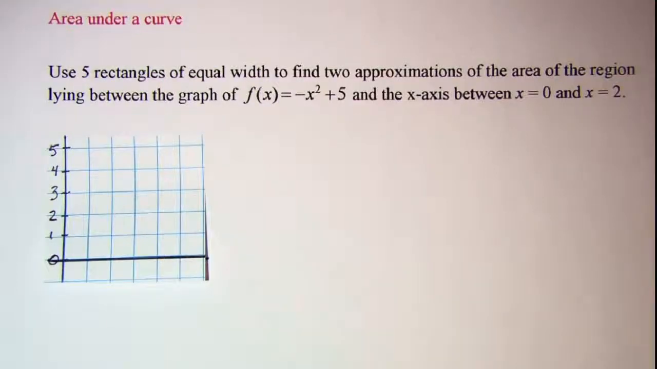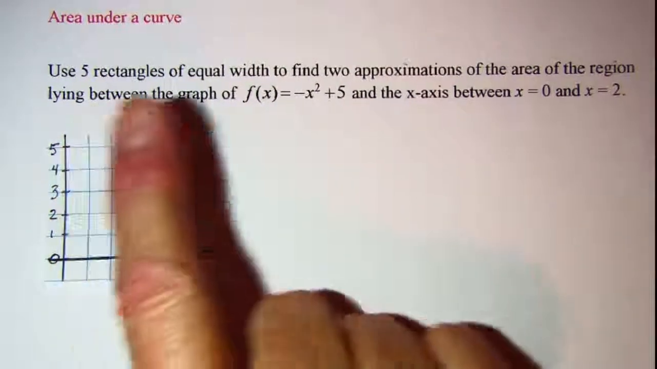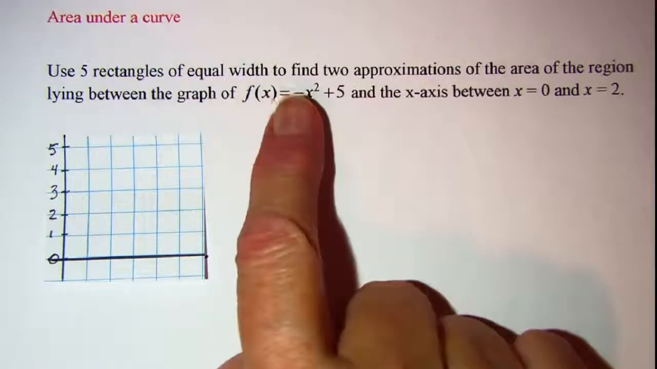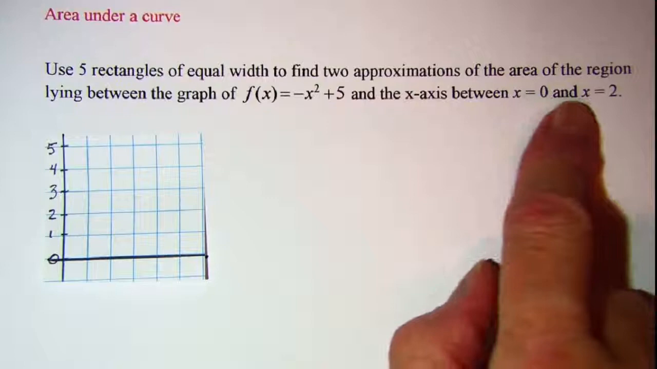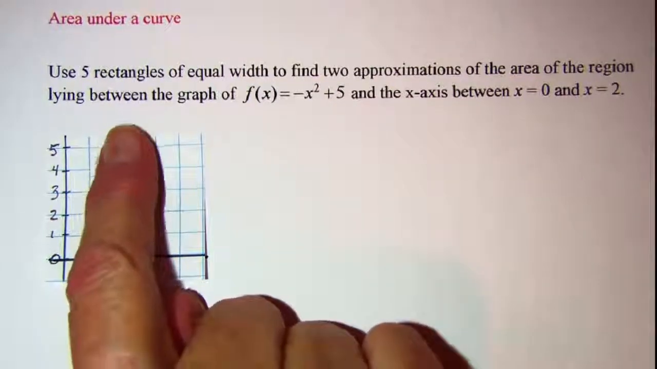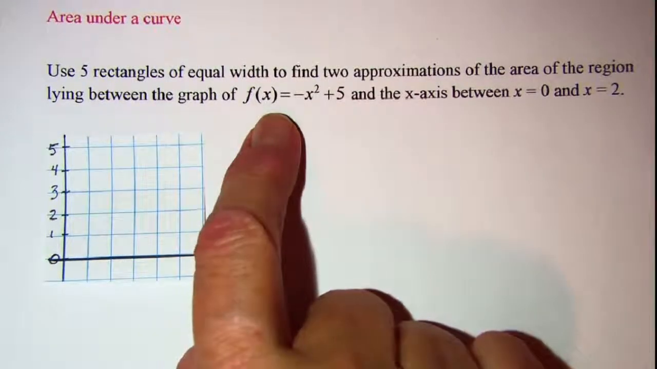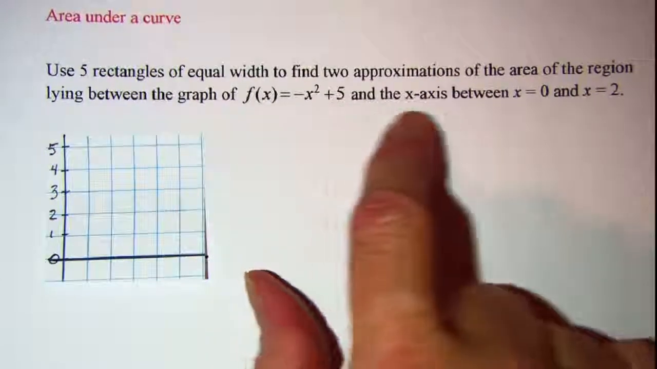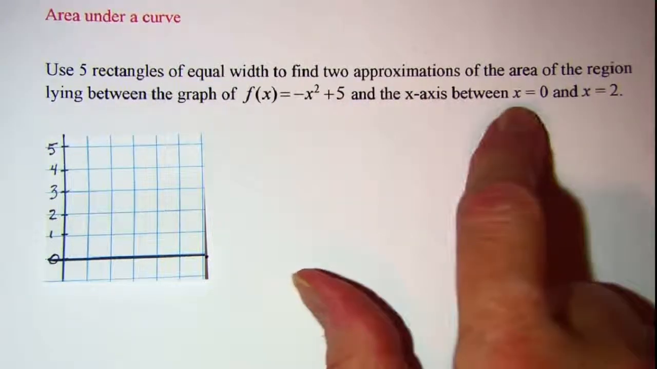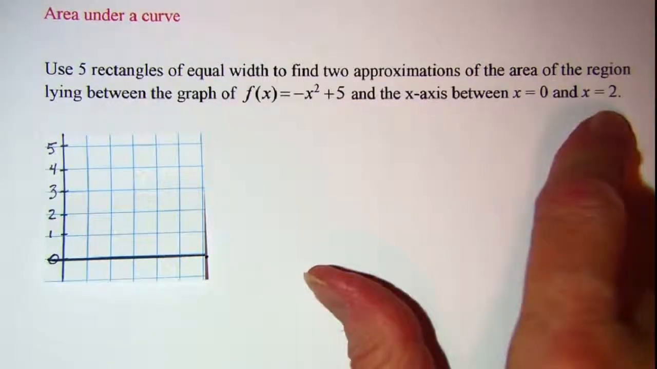In this video, we will be estimating the area under a curve. Our problem is, use 5 rectangles of equal width to find 2 approximations of the area of the region lying between the graph of f of x equals negative x squared plus 5 and the x-axis between x equals 0 and x equals 2.